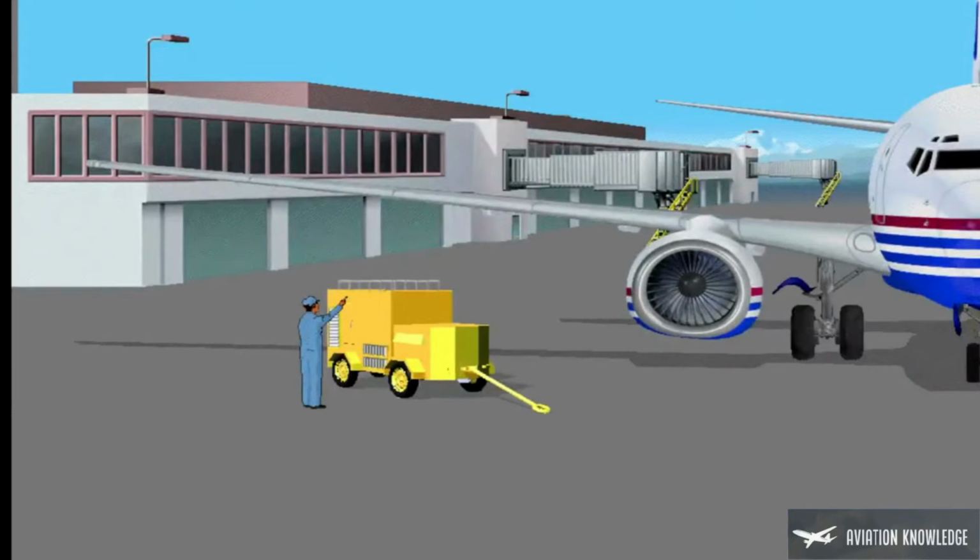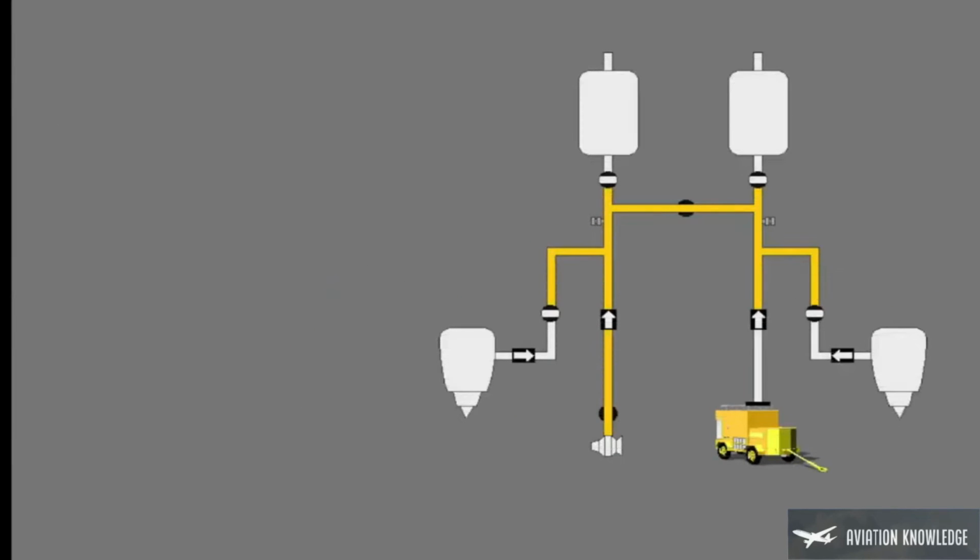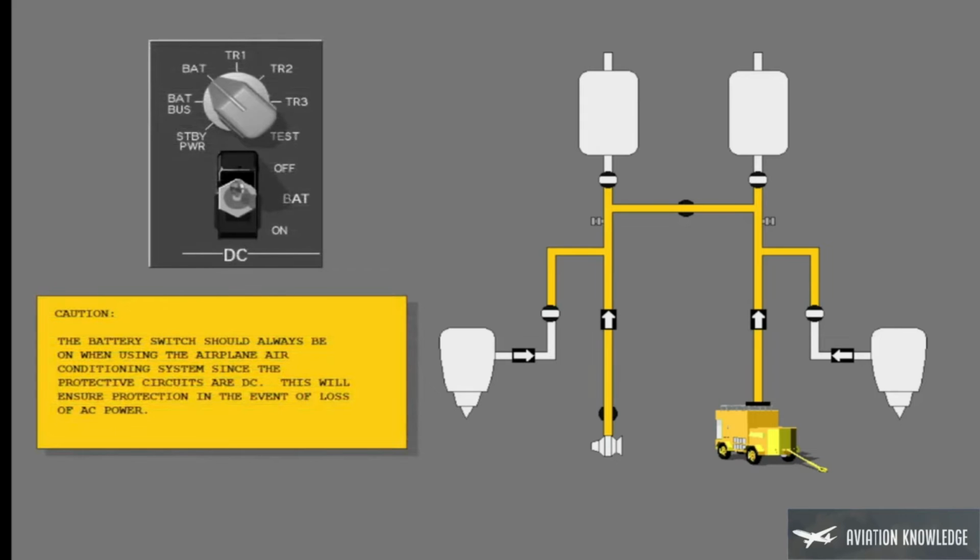While parked, you may use an external air cart to supply an alternate source of air. The external air cart connects to the right side of the airplane and the bleed air system. Before using the external air cart, make sure the battery switch is on. The battery powers the protective circuits of the bleed air system. Turn on the battery now.